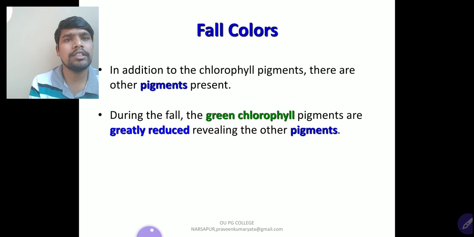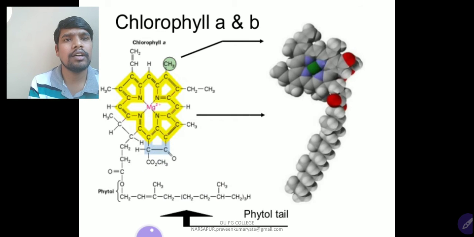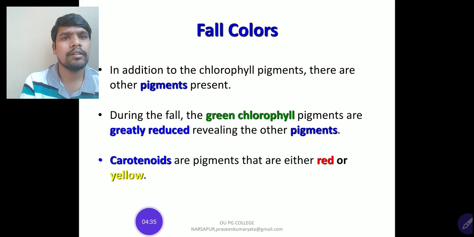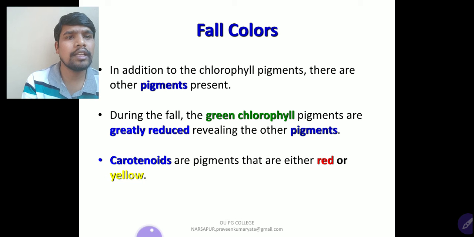During the fall, what causes the leaves to change color? In addition to the chlorophyll, during the fall the green chlorophyll pigments are greatly reduced, revealing the other pigments. Carotenoids are pigments that are either red or yellow.